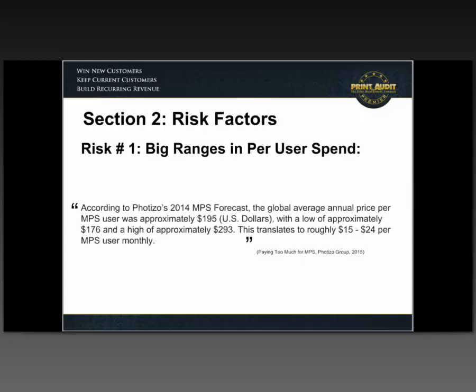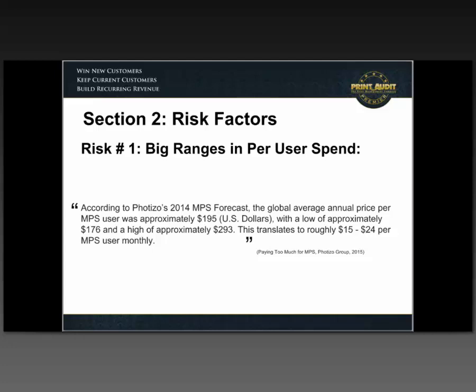Now, one of the big things that I hear, and believe me, it's nothing new. When we first started doing managed print services back in the day, a lot of the same arguments and concerns that are coming up for seat-based billing happened in the early days of managed print services. And so one of the concerns is that there's a big range in user spend. And that certainly is true.